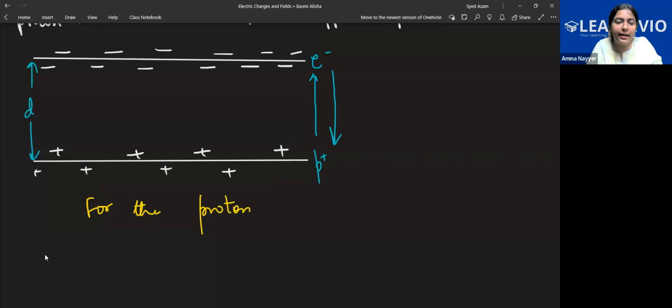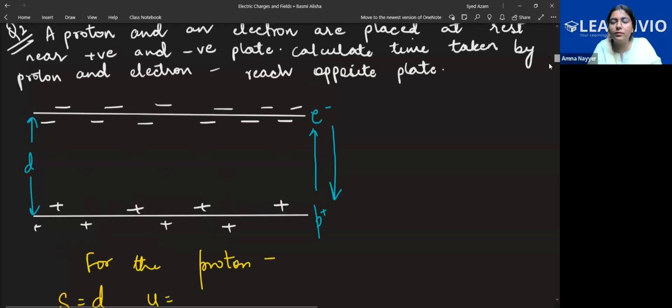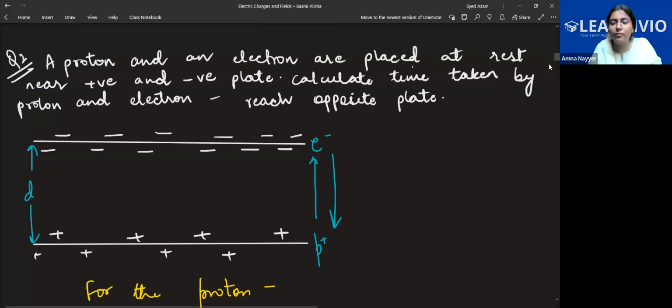For the proton, what is the distance that it has to cover? It should cover d distance. Distance will be d, that is fixed. What will be U? For the proton, what will be the value of U?